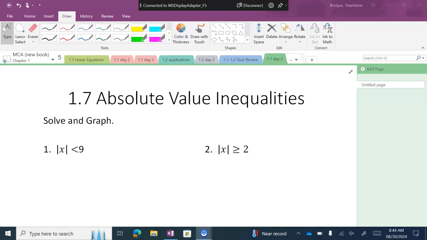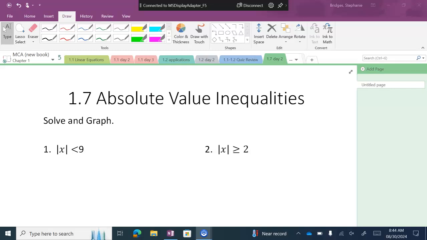With these first two, I'm going to kind of show you why they work the way they work instead of going straight into telling you how to decide whether to use and or, and then we'll go back and look at them again. Okay, so the first one says the absolute value of x is less than 9, right?